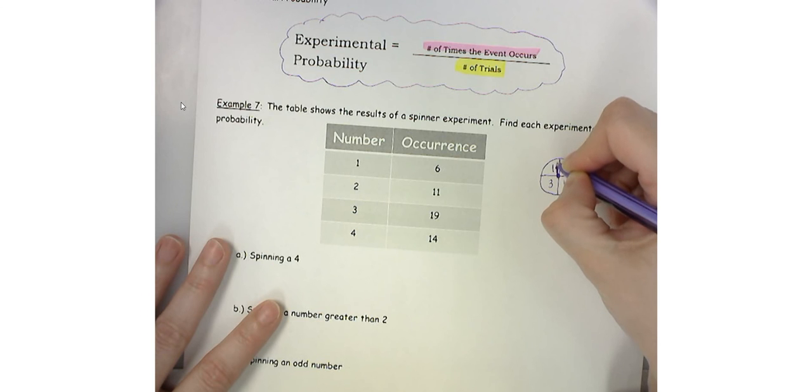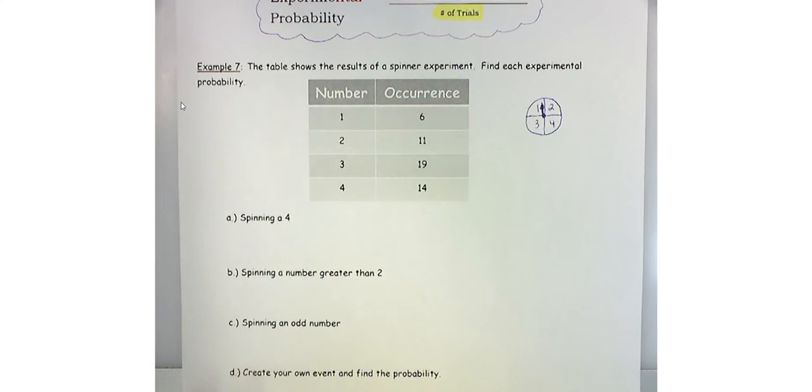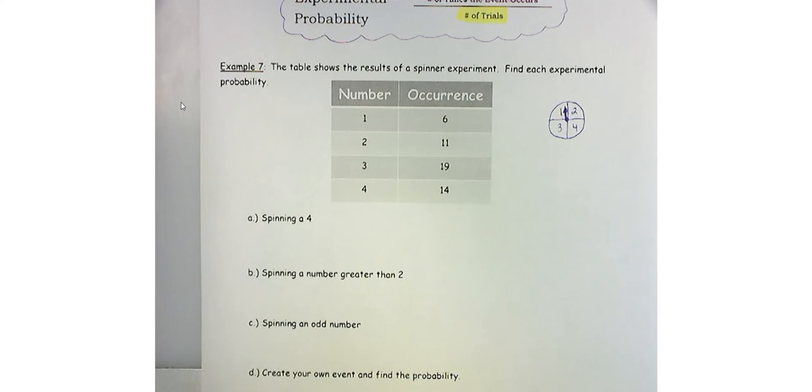All right, so what we have to do first is find the total number of trials. How can I find them in this chart? Add them up. Add up what? The occurrences. Okay, so the total number of trials is going to be the occurrences.